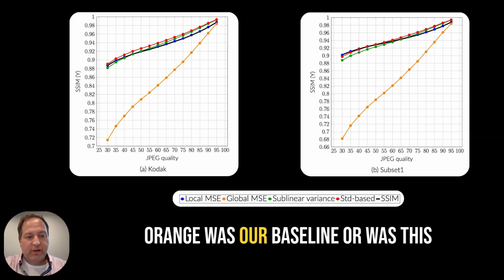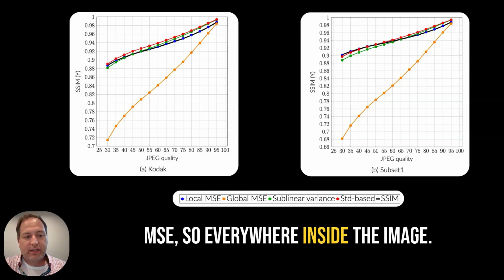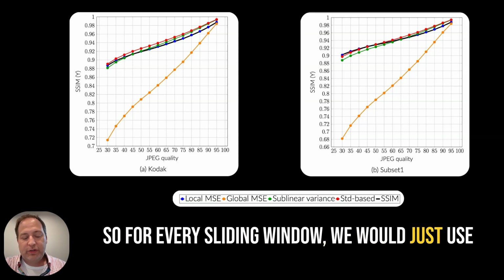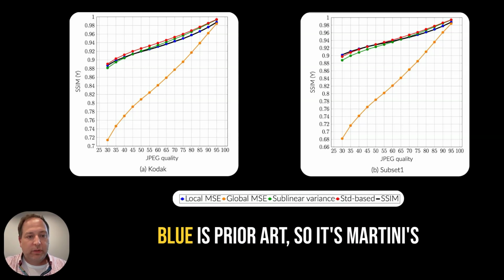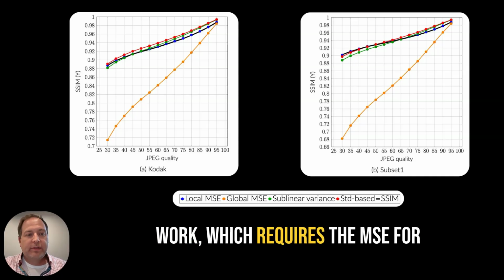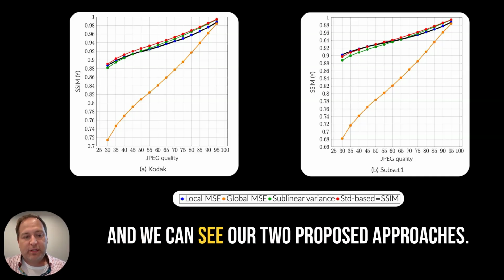Orange was our baseline, or was this idea, what if we just used the global MSE, so everywhere inside the image. So for every sliding window, we would just use that MSE, and as we can see, that's pretty bad. Blue is prior art, so it's Martini work, which requires the MSE for each sliding window of the image. And we can see our two proposed approaches.